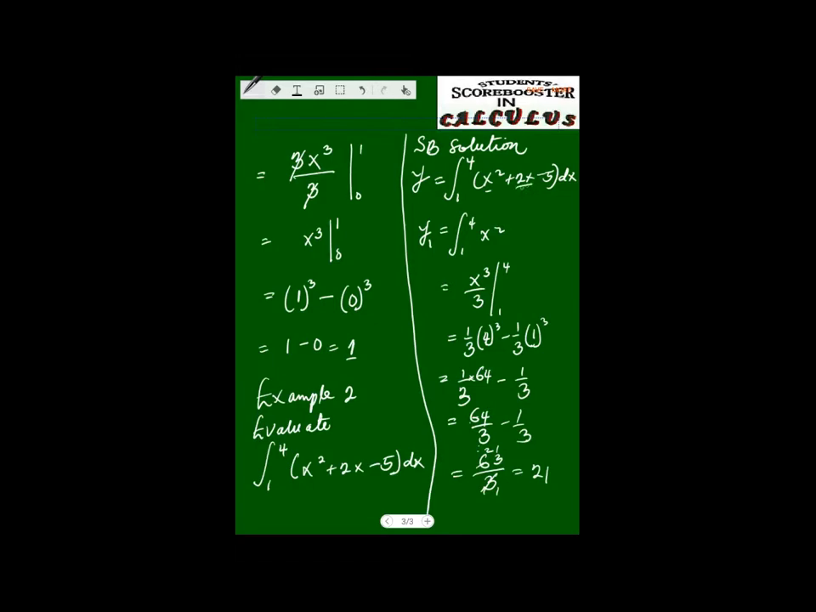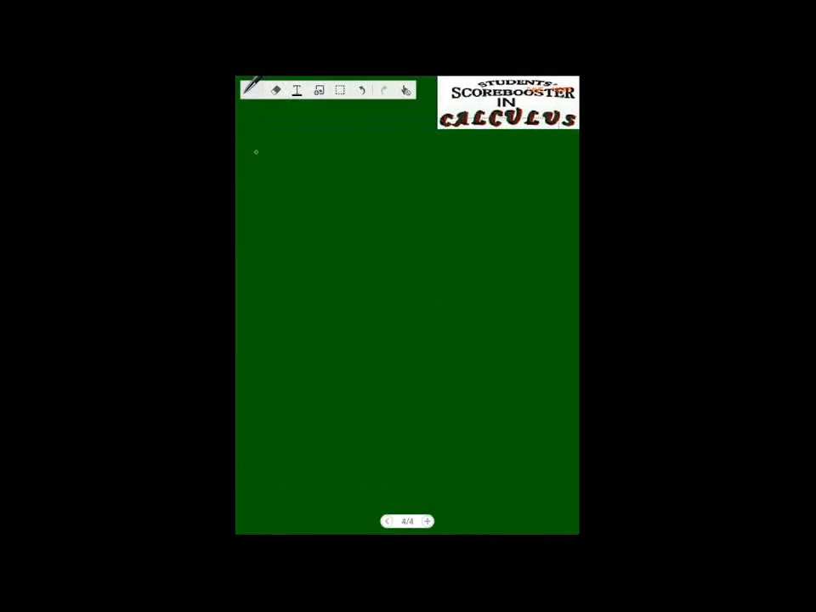Again, I'm going to call this one y2. It means y2 is equal to the integral from 1 to 4 of 2x raised to power 1. Let me just put the 1 for explanation's sake, and this will be 2x squared over 2, with limits 1 and 4. Okay, 2 cancels 2 here. So I'm going to have x squared from 1 to 4, right?